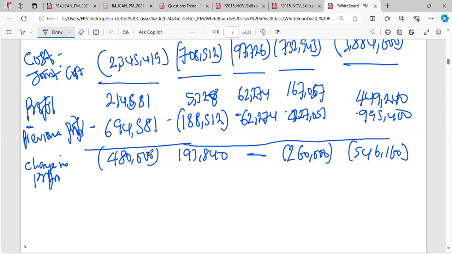If you adopt the proposal, you will lose a cash flow of 480. You will gain a cash flow of 193,840. It doesn't affect Y because it doesn't matter. Then for Z, you will lose 260. And overall, you will lose 546,140 if you adopt this new process.